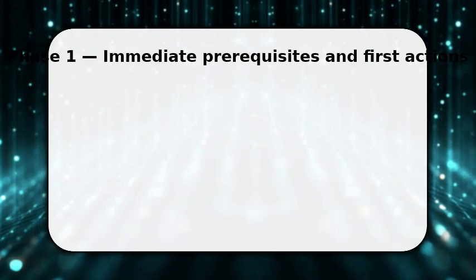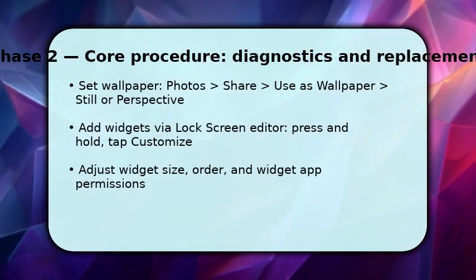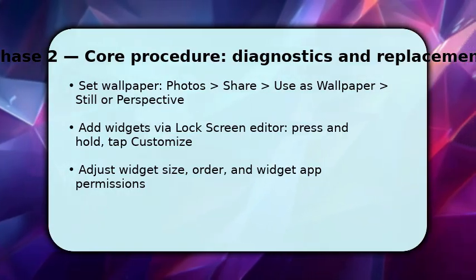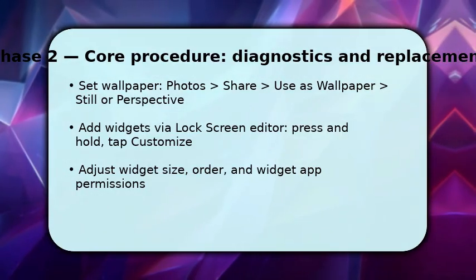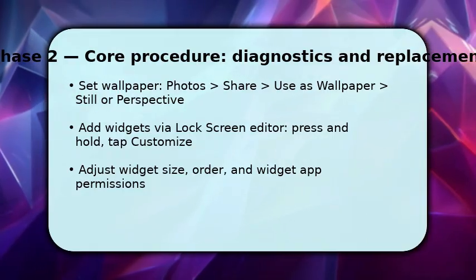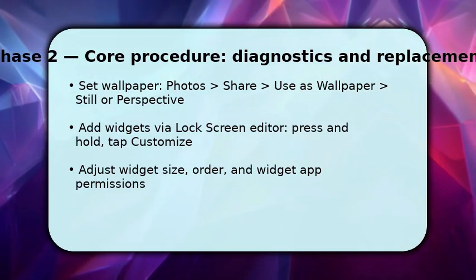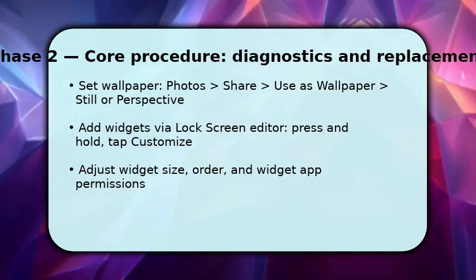You now change the wallpaper and add widgets to match the iPhone look. Press and hold the lock screen, tap Customize, then select Photos to choose your image and pick Still or Perspective. Once wallpaper is applied, tap the widget area to add, remove, or reorder widgets. Choose Compact widgets to mimic iPhone spacing.